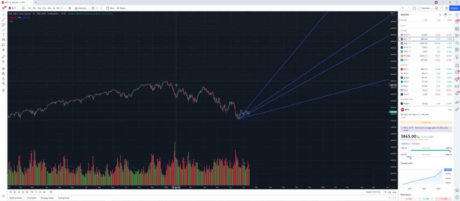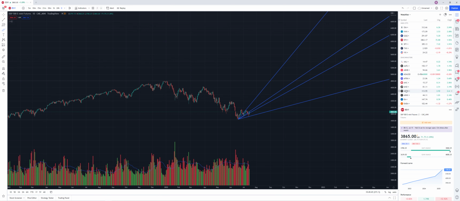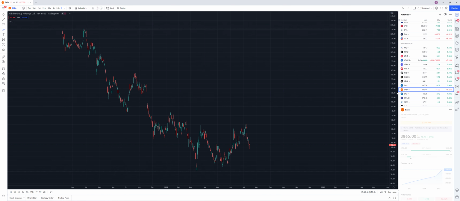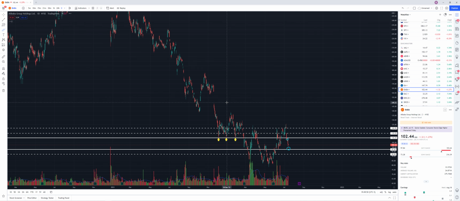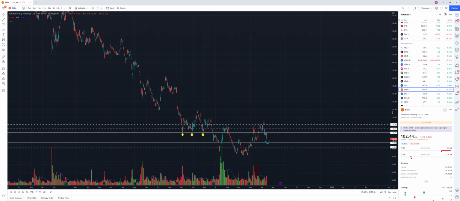Let's start off with the ticker level. We're going to start off with our ticker that we did a few days ago. It was a swing trade, Alibaba. All right, so with Alibaba, the stock has been going through a lot for the past year or so.